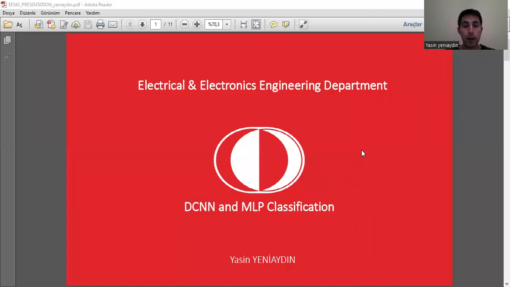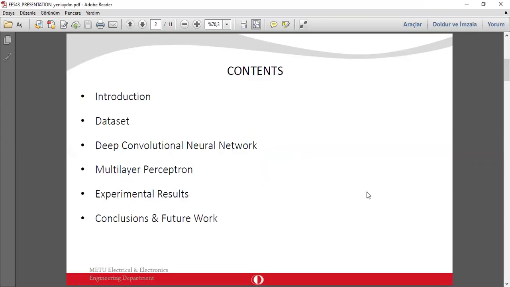Hello, I am Yasin Yenaydın, and today I'm going to present deep convolutional neural network and multilayer perceptron on the CIFAR-10 dataset for classification purposes. This is my layout. I'll start with a small introduction. After that, I'll try to explain the dataset. Then I'll give the architecture of the deep convolutional neural network and multilayer perceptron, and at the end, I'll explain the experimental results together with conclusions and also the future work.